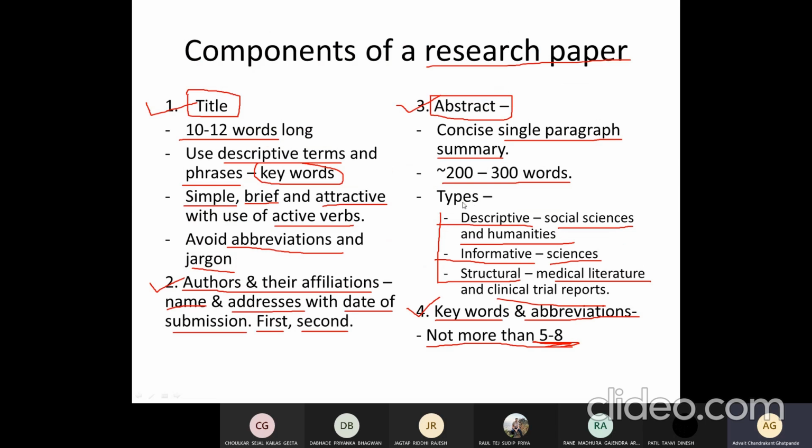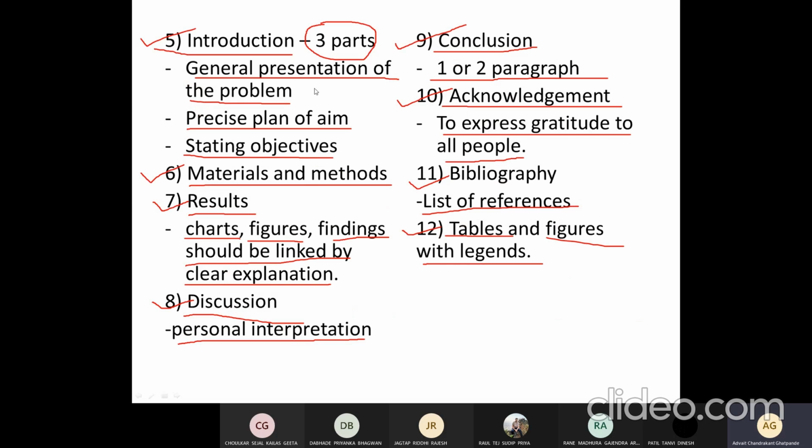We have seen earlier the title, then authors and their affiliations, then abstract, then keywords and abbreviations, then introduction, materials and methods, results, discussion, conclusion, acknowledgement, bibliography, tables and figures with legends. So these are important components of a research paper, and I hope you all must have understood this part of today's lecture.